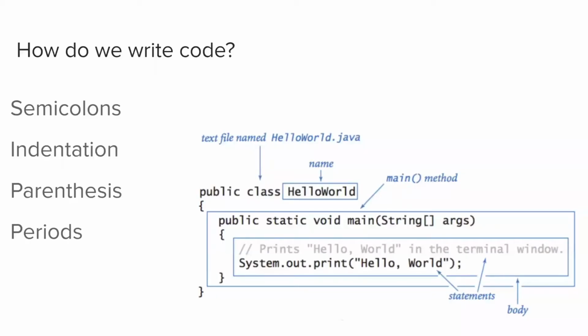And there are many different symbols. If you can see here on the bottom right picture, it's public class hello world, public static void main. Like, what are these words, right? They don't go together in English. But if you can see on the left side, I have four main things. Three are symbols and one is more of like a formatting issue. So semicolons, parentheses, and periods.